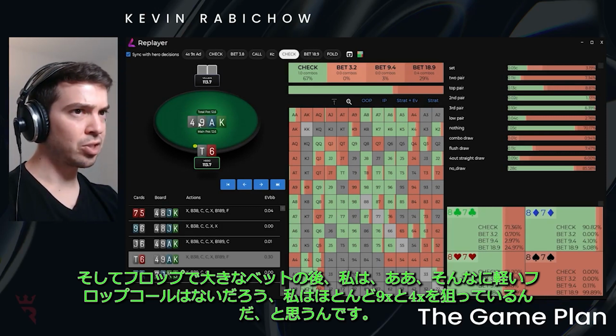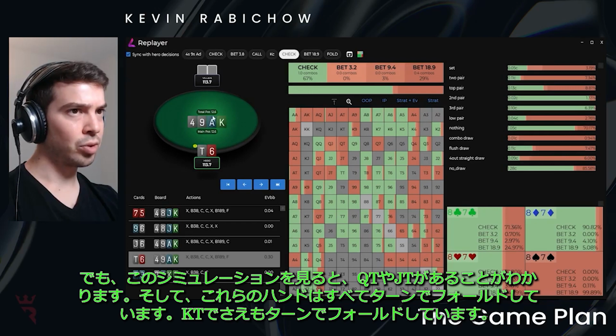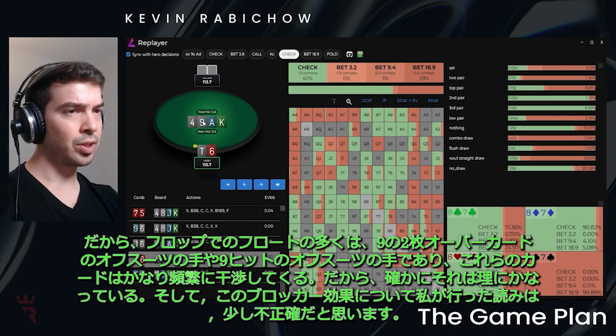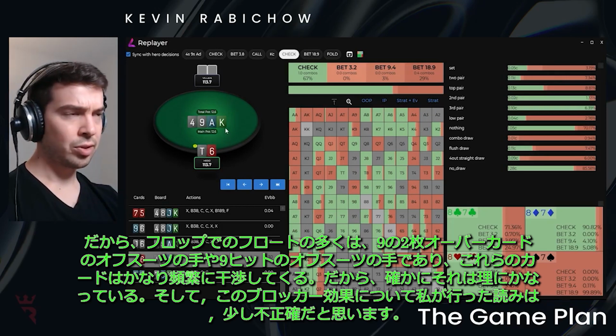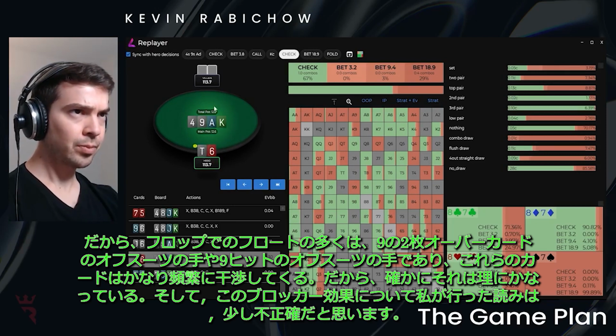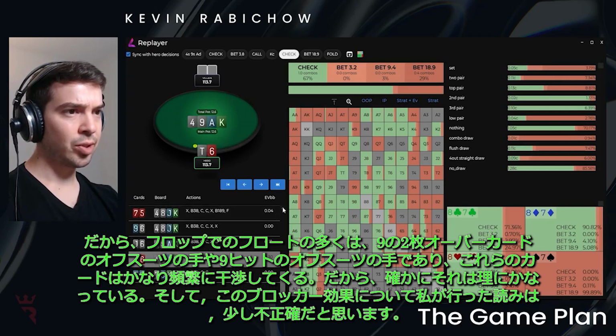I'm mostly targeting 9x and 4x. But the sim was showing me that there's queen 10, there's jack 10, and these hands are all folding the turn. Even king 10 is folding the turn. So a lot of the floats on the flop were offsuit hands that had 2 overs to the 9, or offsuit hands that hit the 9. And that interferes with these cards pretty frequently. So that certainly makes sense to me, and I think that's a slightly inaccurate read that I made on the blocker effect here.